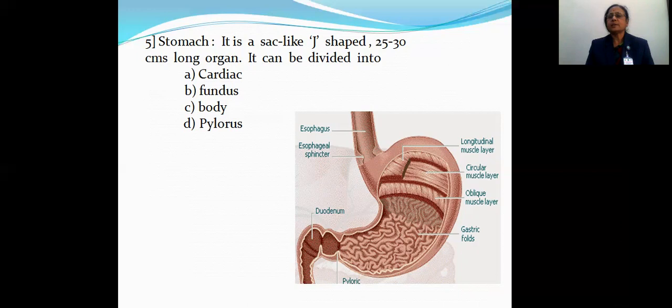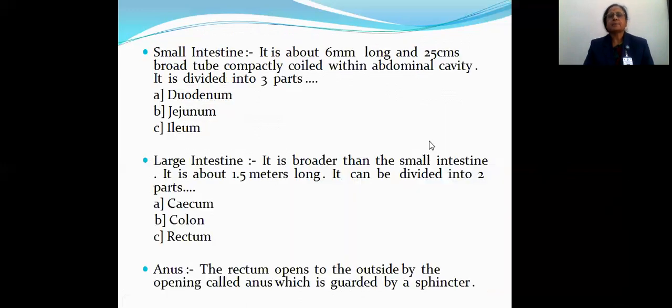This dome-shaped part of the stomach is known as the fundus. The next part is known as the intestine. The intestine is a highly coiled structure. It is divided into two parts. The first part is known as the small intestine. It is long, about 6 meters. It is divided into three parts, that is duodenum, jejunum and ileum.